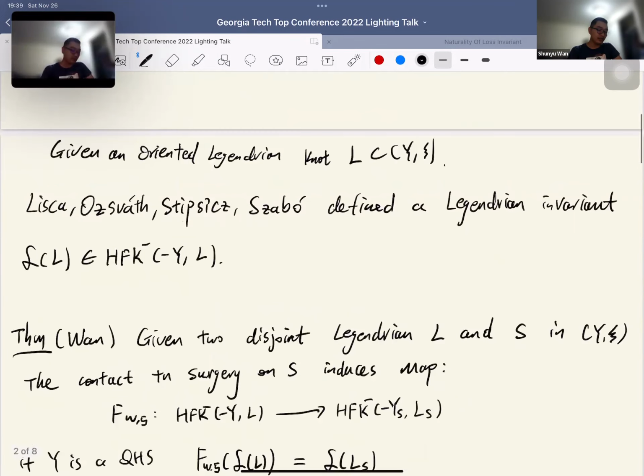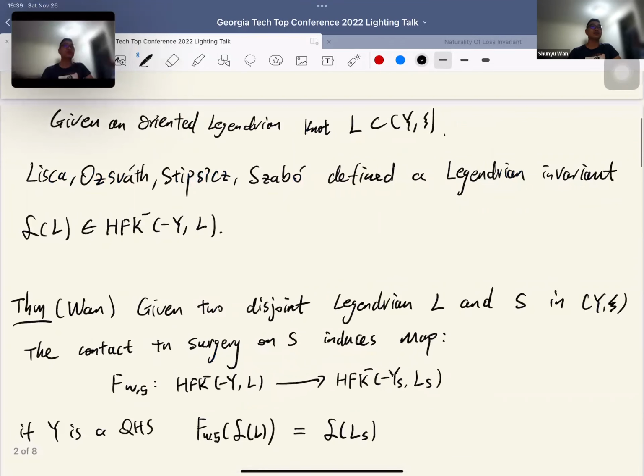Given an oriented Lagrangian knot L inside the contact Riemannian manifold (Y, ξ), Lipshitz, Ozsváth, and Sarkar define the Lagrangian invariant, the loss invariant of L, inside the HFK minus of minus Y, L. And the neutrality theorem is stated as follows.